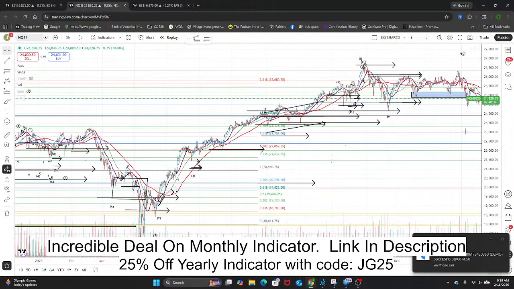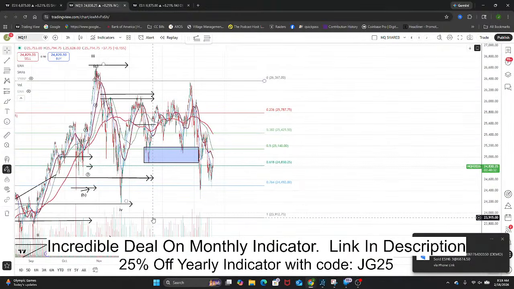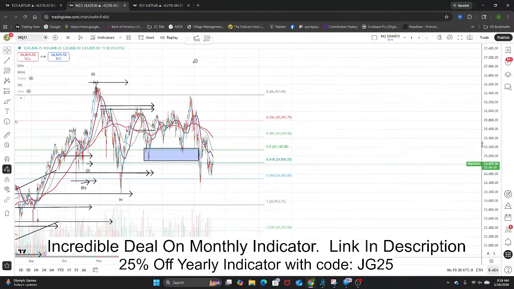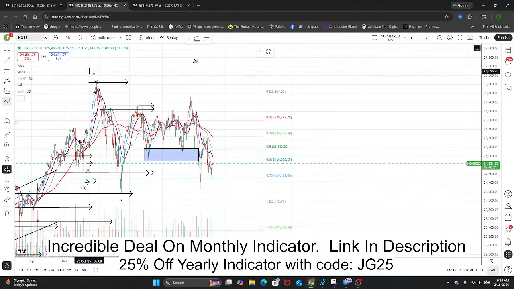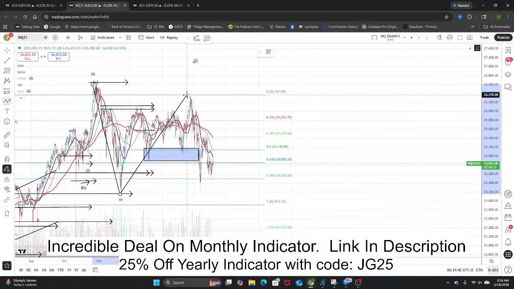On the Nasdaq, it's a little cleaner. The path to me is a little more bearish overall. So off the high, you can count this bullishly. You can count this as wave 4 and then A and B.